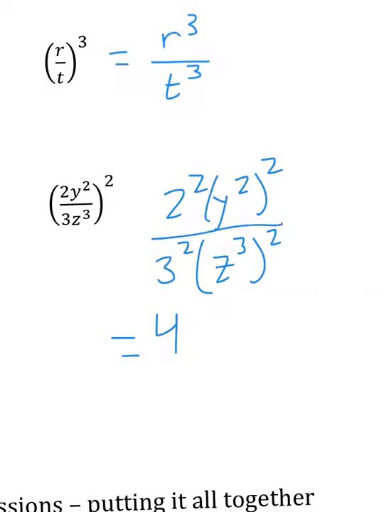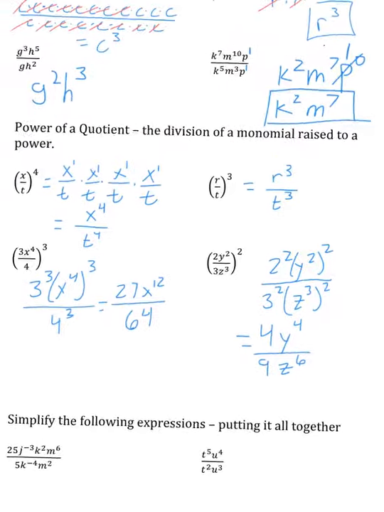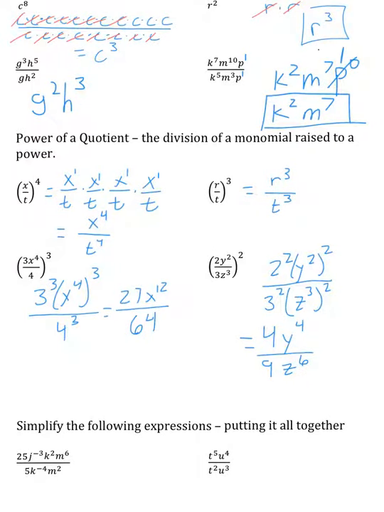And y squared squared, power to a power, we multiply the exponents, keep the base, so that gives us y to the 4th, divided by 3 squared, which is 9, and z to the third to the second, okay, power to a power again, we multiply the exponents, keep the base, so we get z to the 6th. Okay, so then if we have a power of a quotient, we are going to raise the numerator and the denominator to that power. Okay?